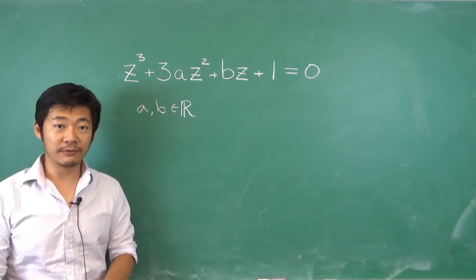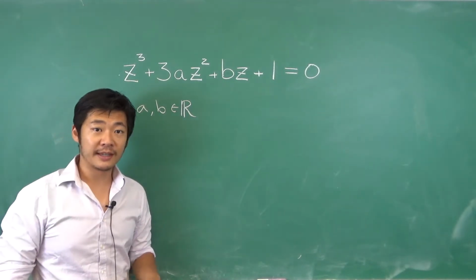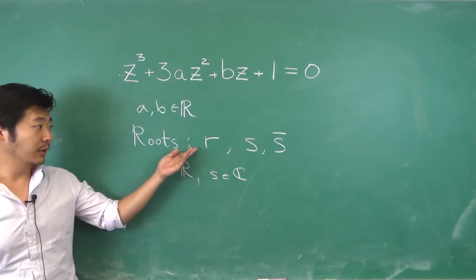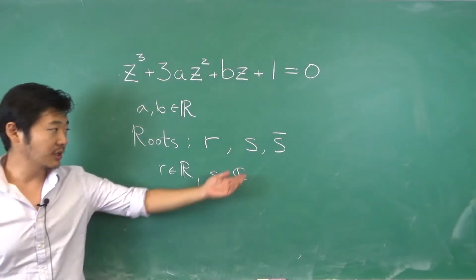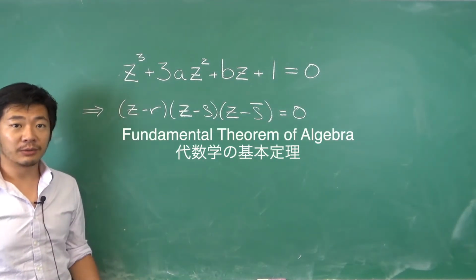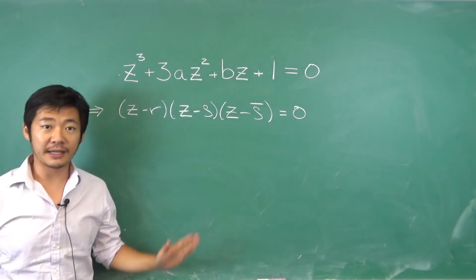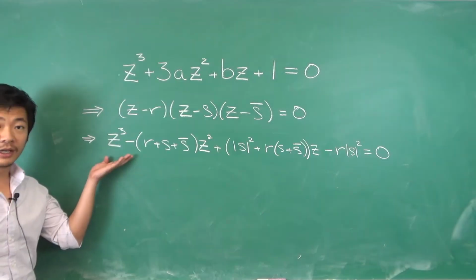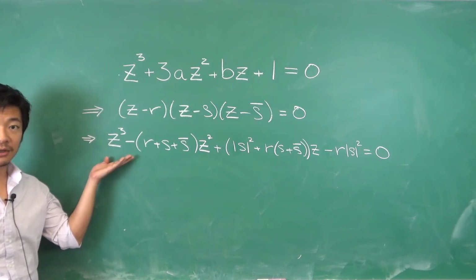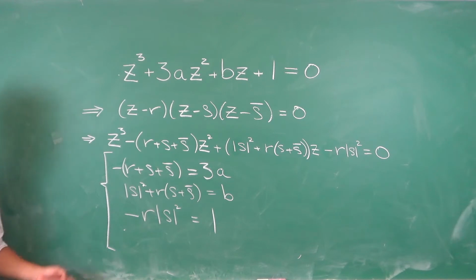Another thing that we can infer is that the complex roots must come in pairs. And so, we can say that our roots must be one real and two complex, which come in conjugate pairs. By the fundamental theorem of algebra, we should be able to factor into this form. Now let's multiply this out so that we have something like this. And so, matching coefficients, we can get these relations here.